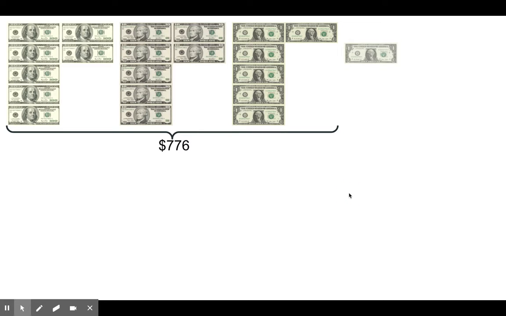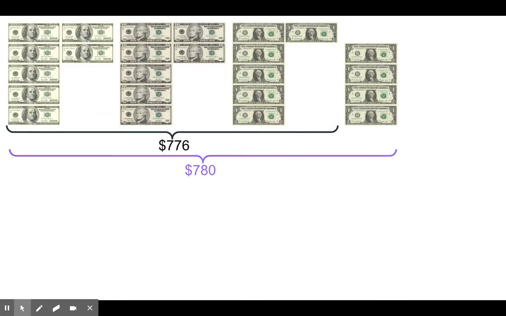776, 777, 778, 779, 780. There it is. When I add 4 more $1 bills, I've made it to 780.